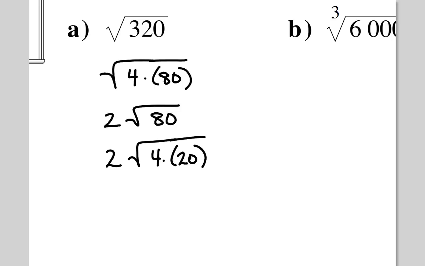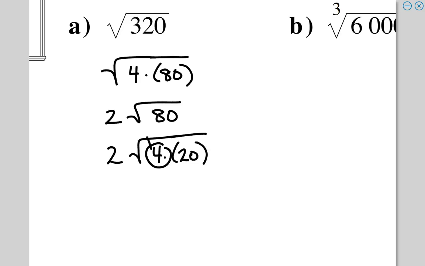This 4, how does it come out? You already have a 2 out there. So this 4 comes out, becomes a 2, and will multiply onto this 2. And now you have a 4 here. Did everybody catch that? 80 is 4 times 20. 4 is a perfect square. It comes out as a 2. Now you have a 2 times 2 on the left, which is 4.